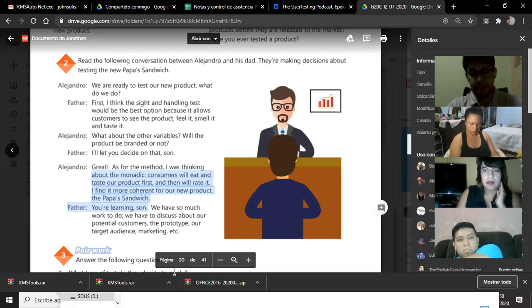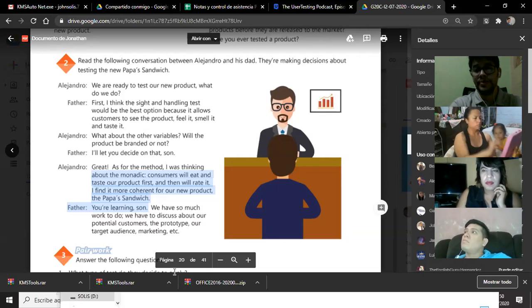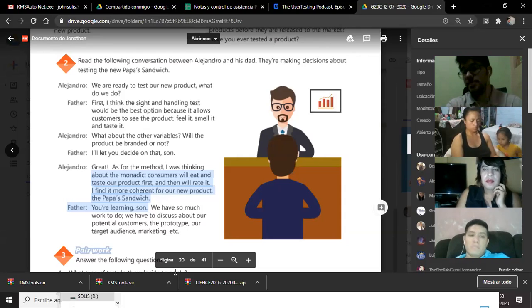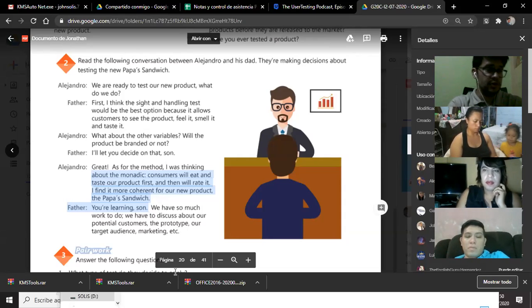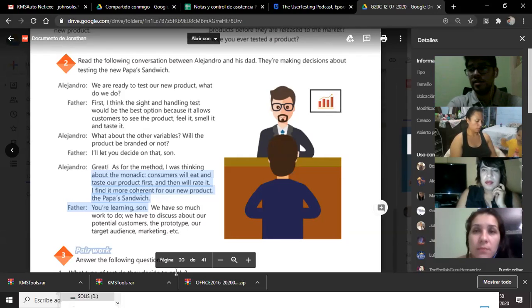A monadic test is a test in which you try only one item and rate it later. Okay, the word monadic is a math related word.